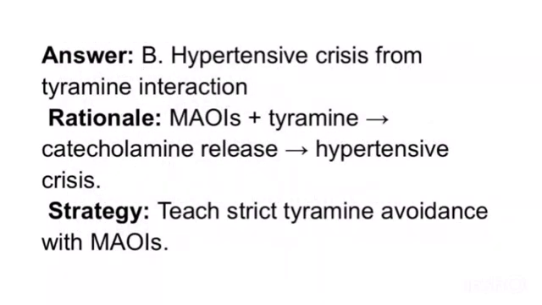Rationale: MAOIs plus tyramine cause catecholamine release and hypertensive crisis. Strategy: teach strict tyramine avoidance with MAOIs.